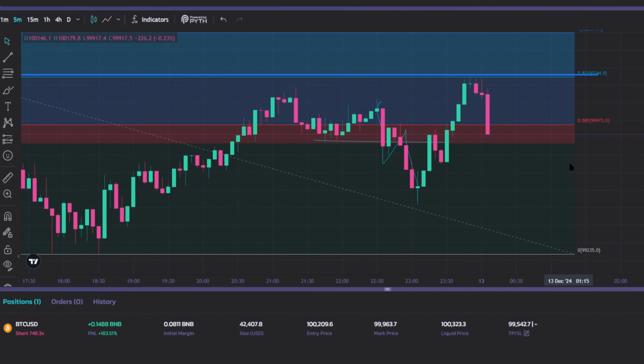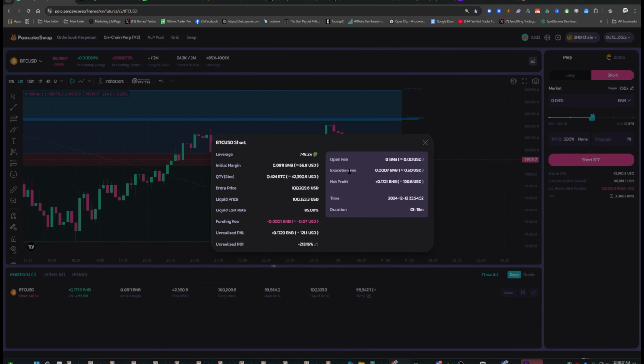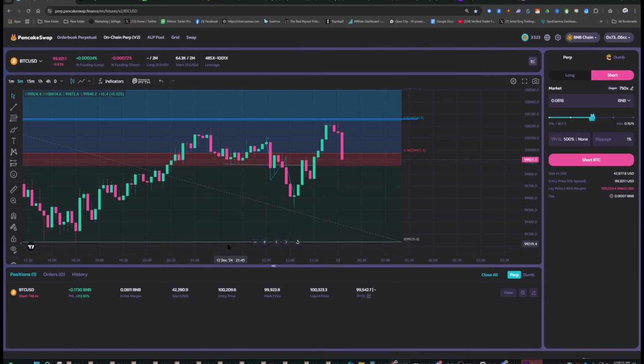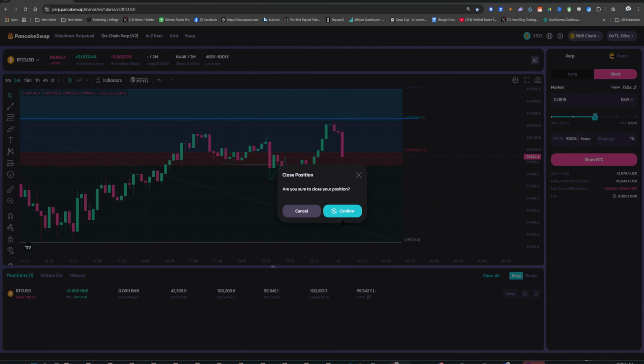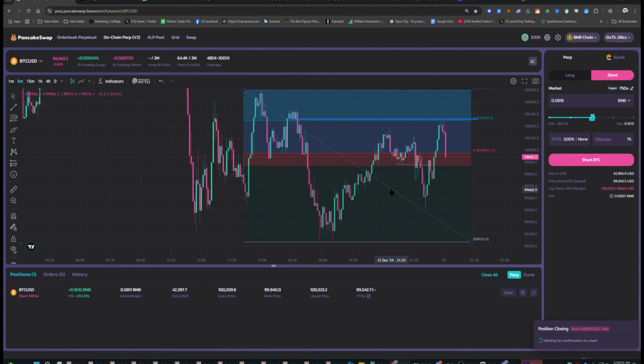Still cooking here. 200% gain on it so far. So that $56 I entered with is now going to be $176. Boom. I'm gonna go ahead and exit here though. That's how it's done, guys. You do it right there. That's how you do it right there.